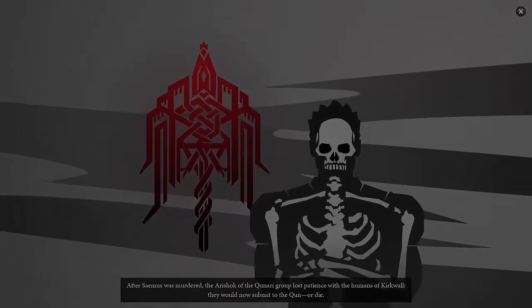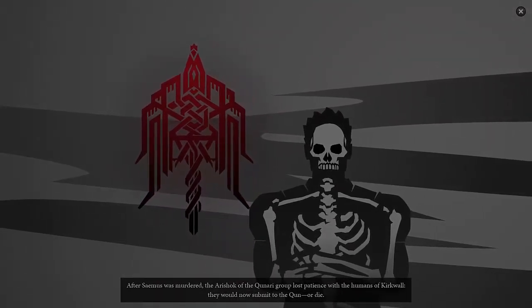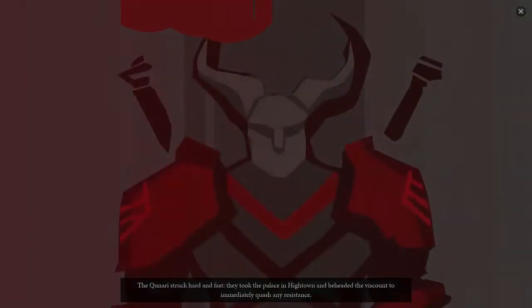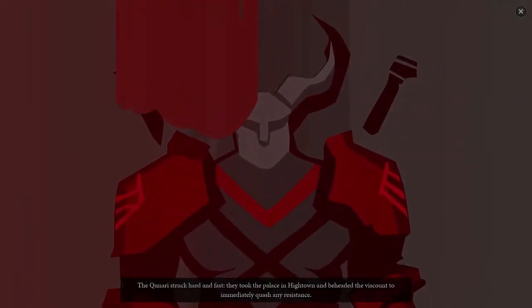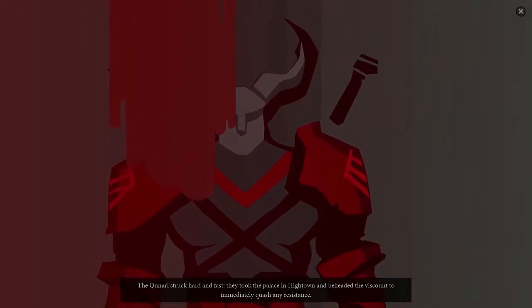They would now submit to the Qun or die. The Qunari struck hard and fast. They took the palace in Hightown and beheaded the Viscount to immediately quash any resistance.